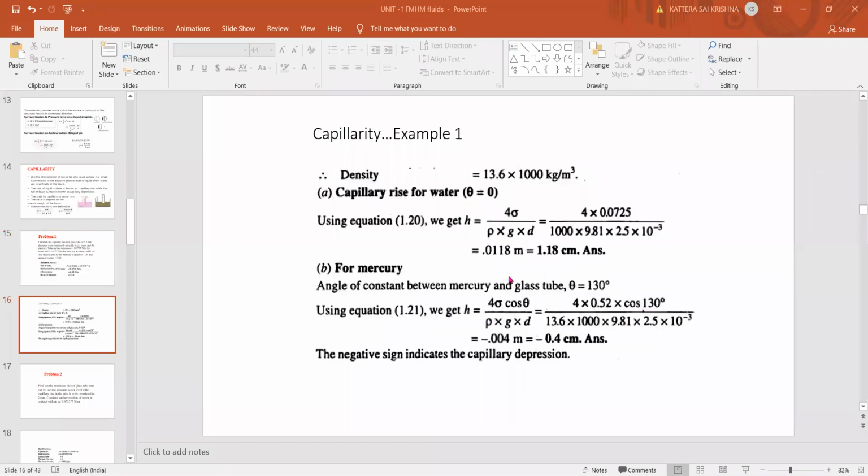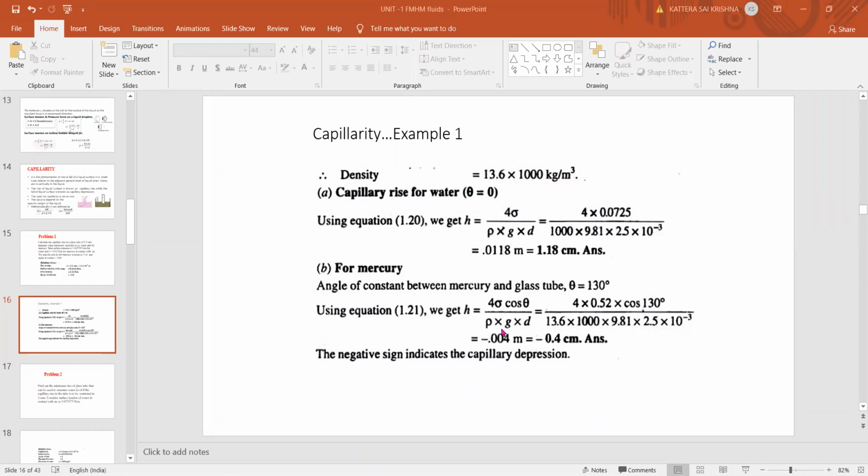Okay, so you can see like this. For mercury, theta value is given, theta equal to 130 degrees. So already we have the equation. We get H equal to 4 sigma cos theta by rho GD. So substitute all the values. Sigma value for mercury is given in the problem, 0.52. Theta is 130, so cos 130 by density.